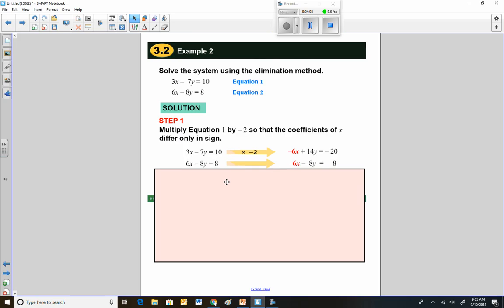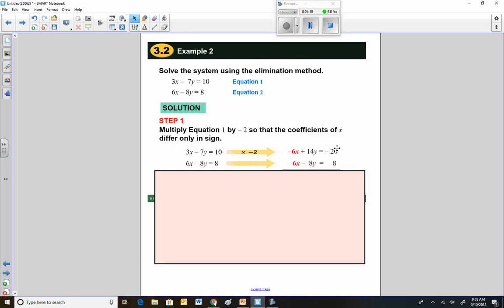And notice, I would strongly suggest you go ahead and write the equations to the right. So you multiply this whole thing by a negative 2, so you get negative 6x plus 14y equals negative 20. This one you're just rewriting. Now that you have this set up, go ahead and add the x's, you get 0.